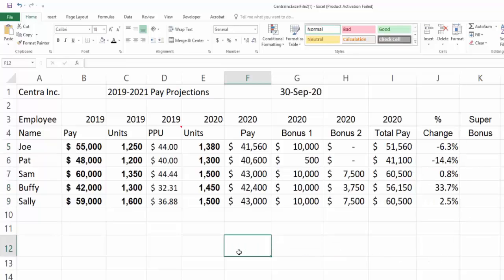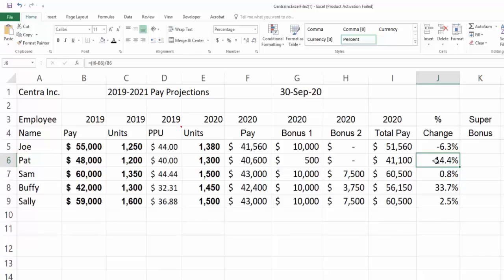You see, now you can see relative change in pay. Joe is unhappy. Pat is very unhappy. Sam is okay. Buffy is very happy. And Sally's neutral. By the way, Pat is not going to quit or sue us, okay? It's okay, leave it. Don't worry.